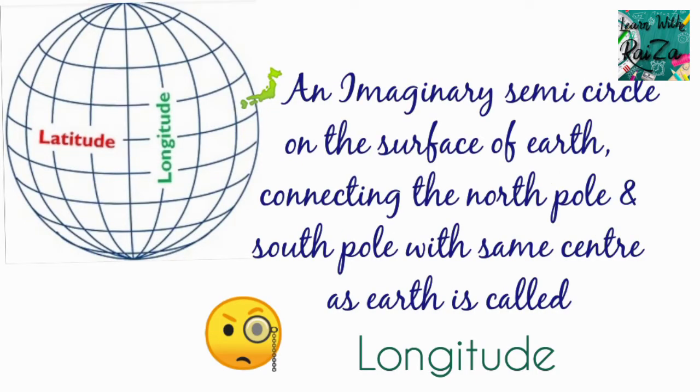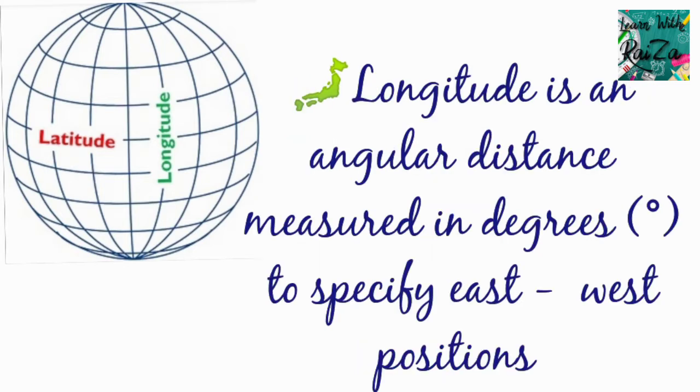Now let's see what longitudes are. An imaginary semicircle on the surface of the earth connecting the North Pole and the South Pole, with the same center as the center of the earth, is called a line of longitude. Longitude is an angular distance, usually measured in degrees, which is used to specify the east-west position of a location.